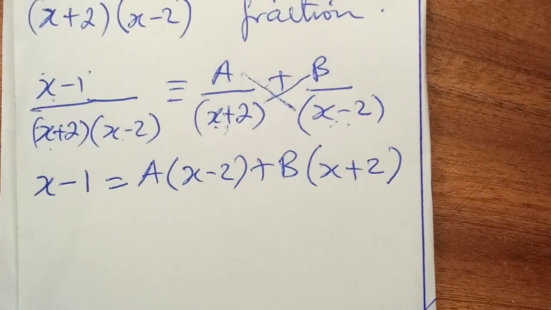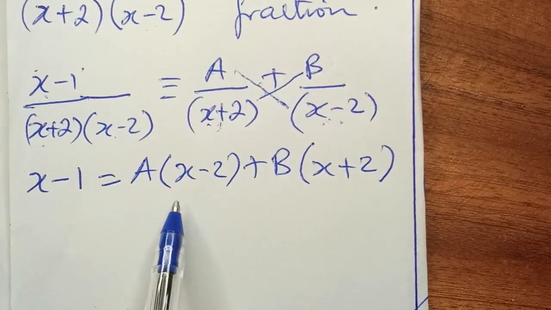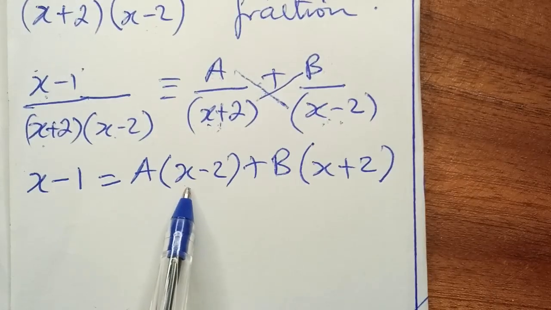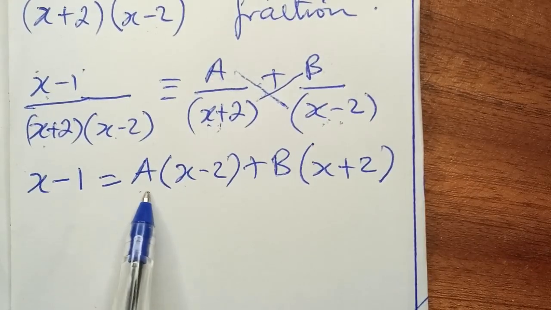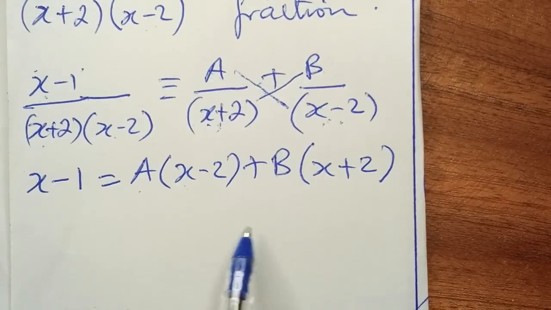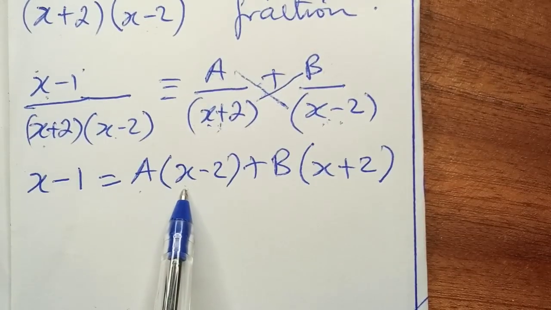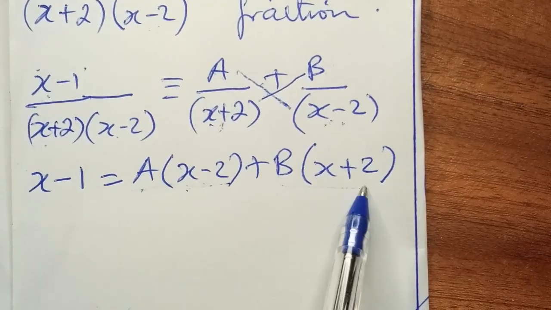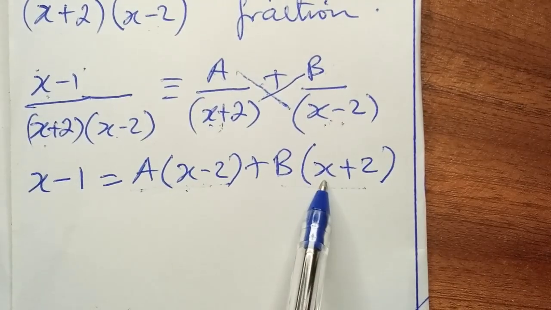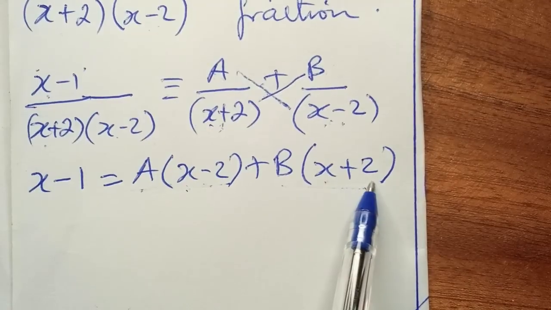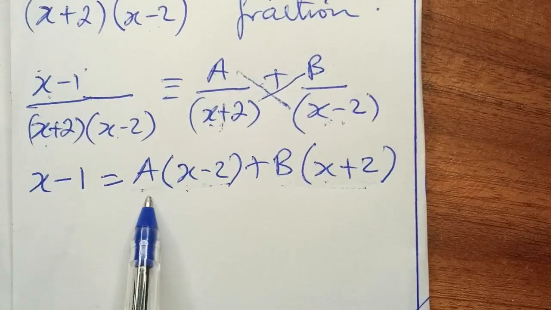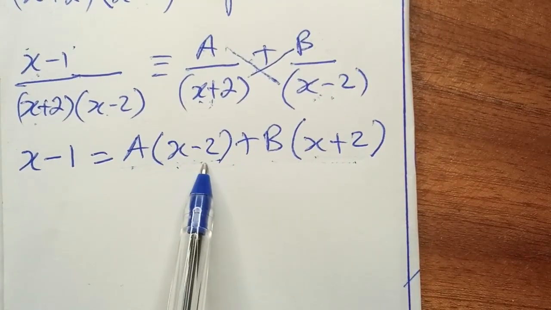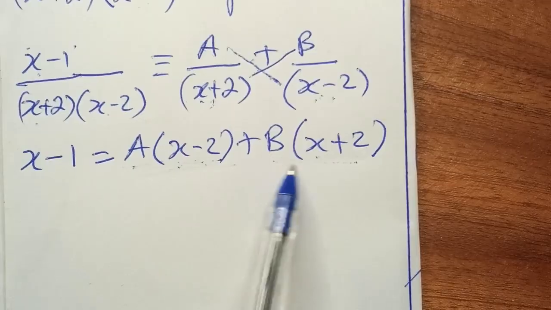Now what we need to do is substitute values of x, using the method of substitution, in a way that either A is going to be 0 or B will be 0. If we let x be equal to 2, then 2 take away 2 will be 0 times A, all of this will be 0, and we can easily get B. But if we let x be equal to minus 2, then minus 2 plus 2 will be 0 and B will be 0, then we can get A. So we can decide what to go for. We are going to let x be equal to 2 so that we can eliminate A to get the value of B.